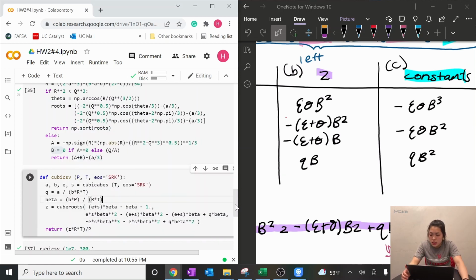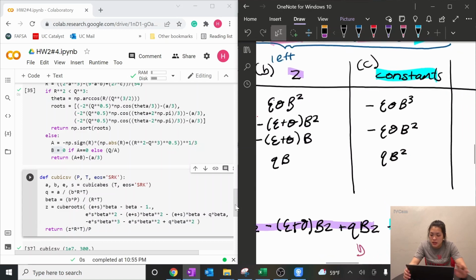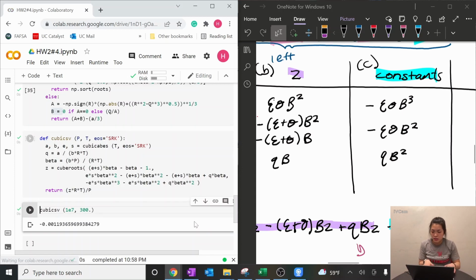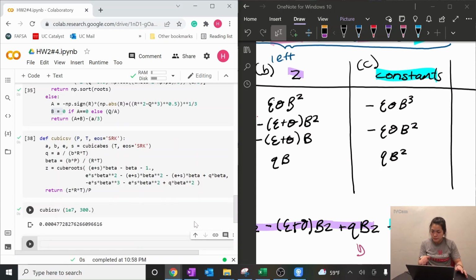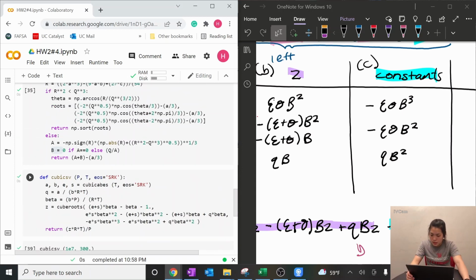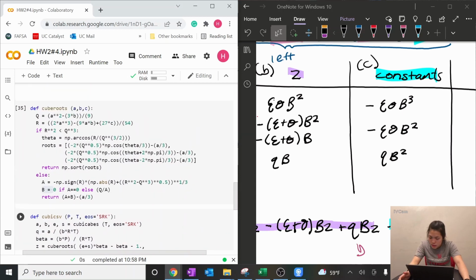So we're going to keep checking just to make sure the rest of this is right. So we have negative epsilon times sigma times beta cubed minus negative epsilon times sigma times beta squared, and then q times beta squared. So we're going to shift enter to see if that fixed our issue. It did not, as we still only have one root. So there is something else that is incorrect. So we're going to go back and see if we can find that issue.